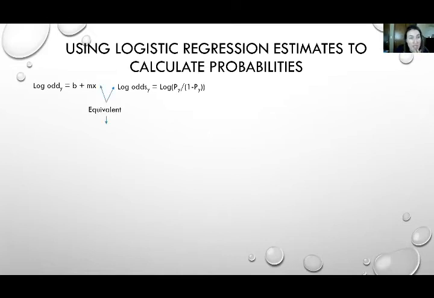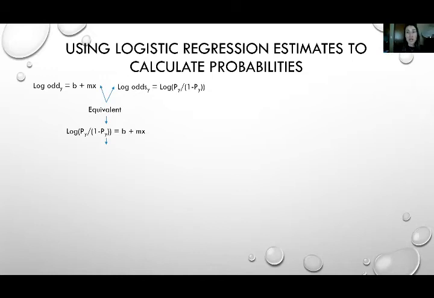Okay, so I'm not going to show you how to derive this equation, but I'm just going to briefly go through it and tell you the important things. So recall that the log odds, if you're looking at the equation on the upper right, the log odds equals the log of the probability of an event happening over the probability of an event not happening. And then the log odds also equals this regression equation, B plus MX, your standard linear regression equation. And those two things are equivalent. So what do you do? You make them equal to each other.